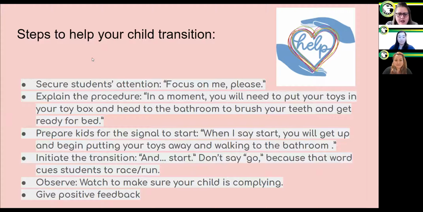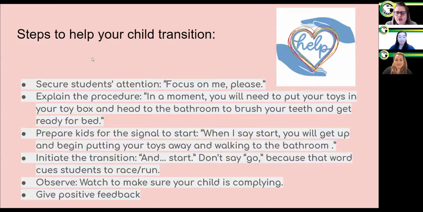Be specific. Prepare your child for the signal to start. For example, "When I say start, you will get up and begin putting your toys away and walking to the bathroom." Initiate the transition. You would say something such as, "and start." We recommend that you don't use the word go because that word cues students to race or run.